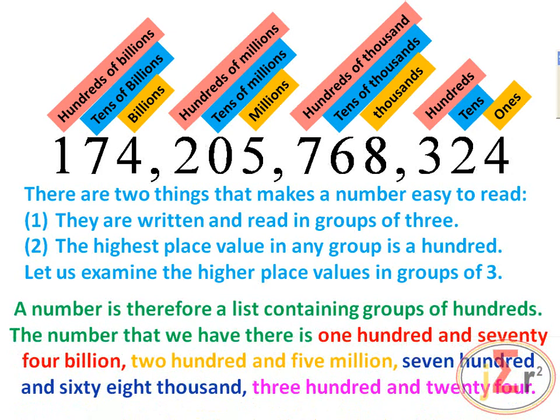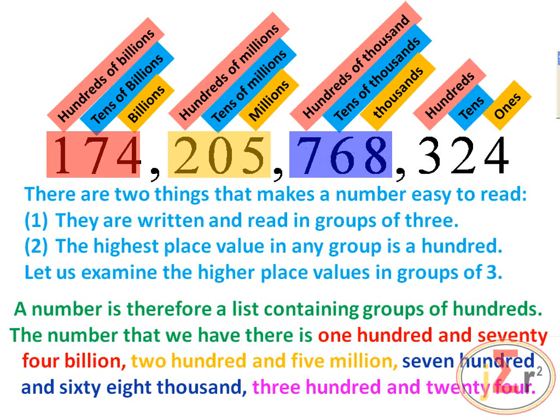The number that we have there is, let us read that, 174 billion, 205 million, 768,324. Notice that in every group we use the word and, because in each group there is a list. So each group represents a list. So a number is a list within a list.